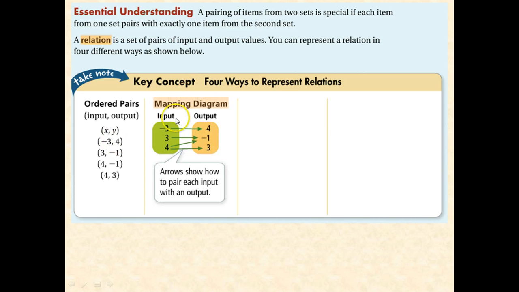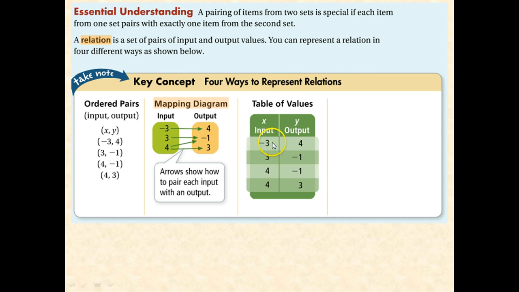You can draw a mapping diagram. We're showing the same relation here. -3 goes to 4, just like it did here. 3 goes to -1, just like it did here. 4 also goes to -1. 4 also goes to 3. So there's a map showing the pairings of these inputs and outputs.